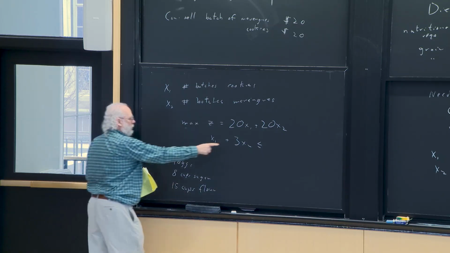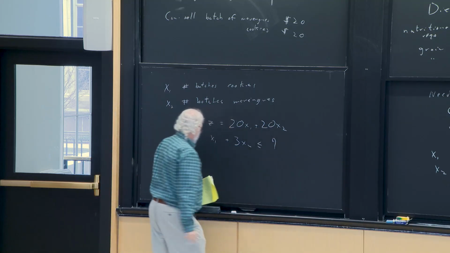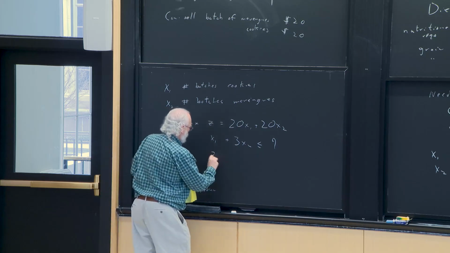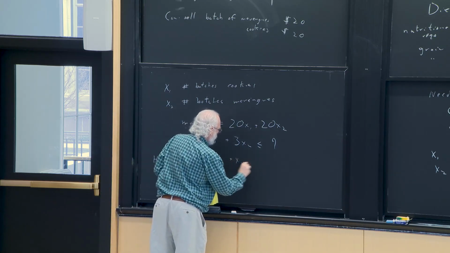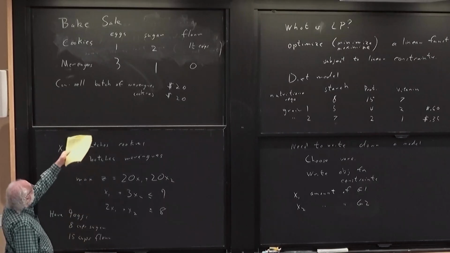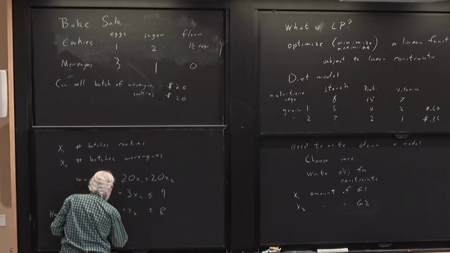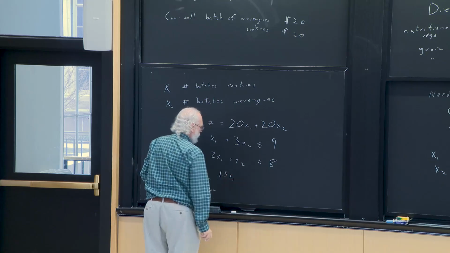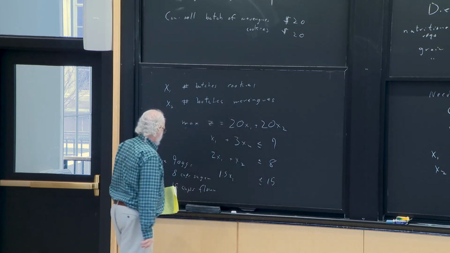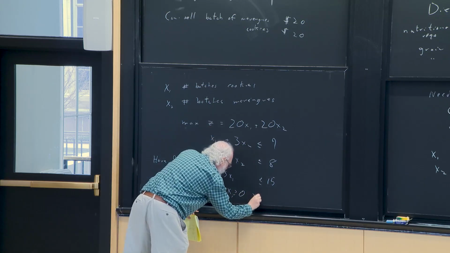So x1 plus 3x2 is less than or equal to 9. And 2x1 plus x2 is less than or equal to 8. And there's another one, 1.5 times x1 is less than or equal to 15. And of course, we have x1 greater than or equal to 0 and x2 greater than or equal to 0.